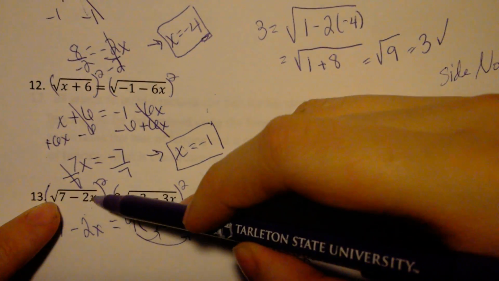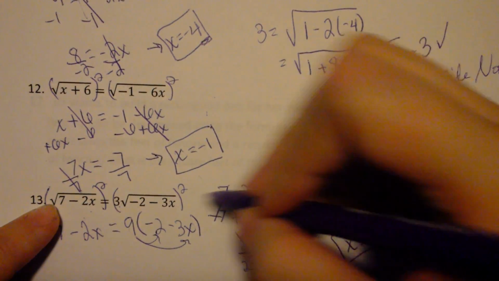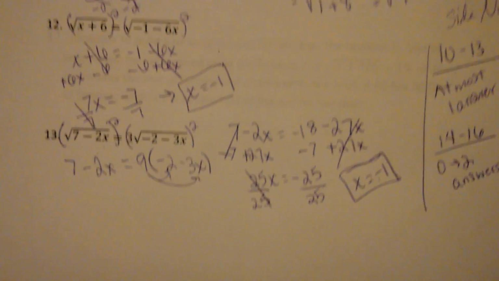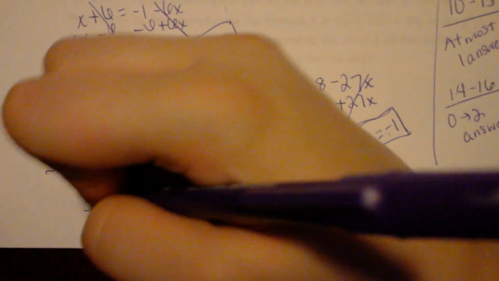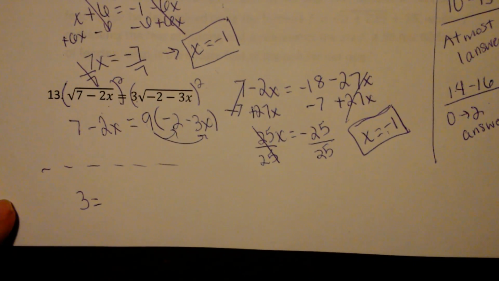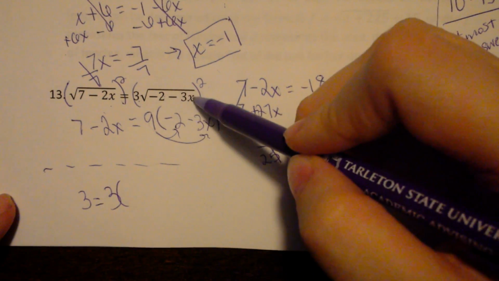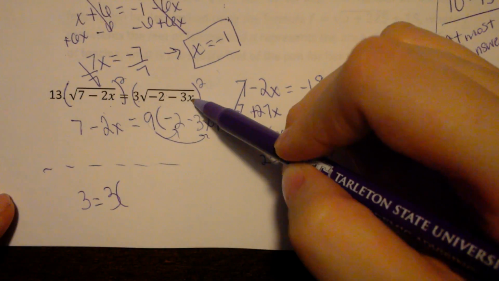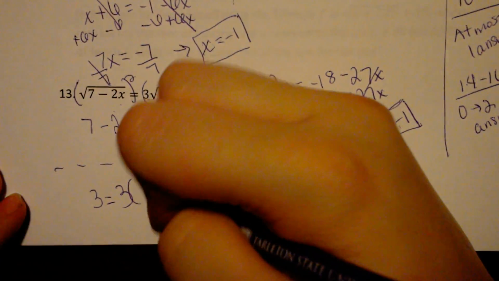If you had negative 1 here, that'd be 7 plus 2 is 9. So the square root of 9 would be 3. And then the right side, let me see what I'll have. Square root, plus 3. So negative 2 plus 3 would be 1. So the square root of 1 is 1. So 3 equals 3, yes.